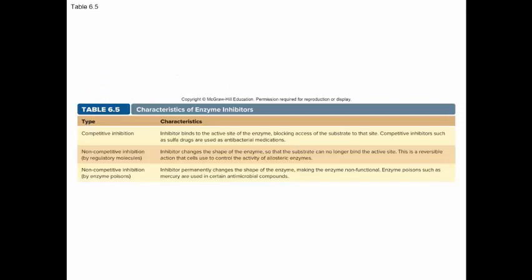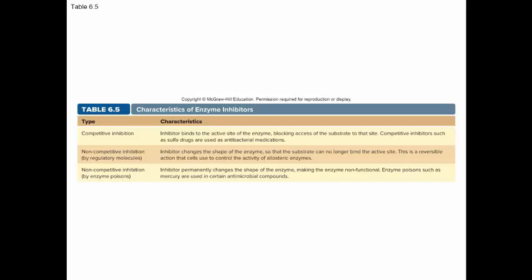Now, enzyme inhibition is also important, and I bring this up because if you take a look at some of the characteristics of enzyme inhibitors, this is really important, since this is also going to be involved with some of the aspects of pharmacology, for example. Now, you have competitive inhibition, and you have non-competitive inhibition, including non-competitive inhibition by enzyme poisons, which we'll get into in a second.